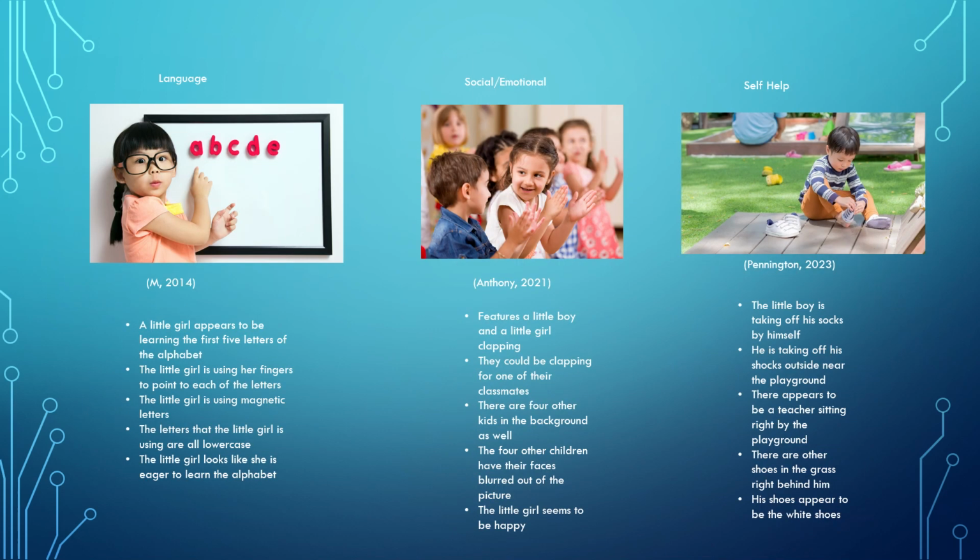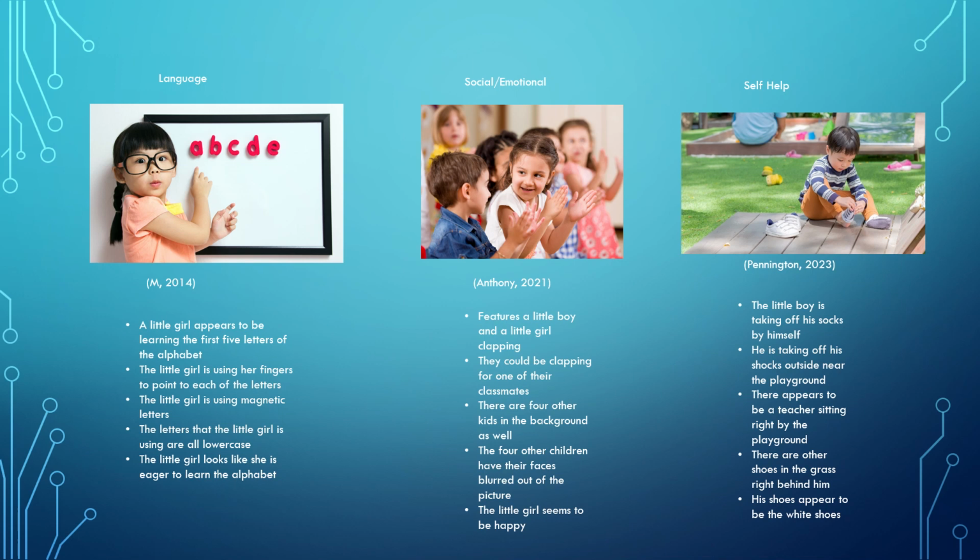So the fourth picture represents language development. And in this picture, the little girl appears to be learning the first 5 letters of the alphabet. The little girl is using her fingers to point to each of the letters. The little girl is using magnetic letters. The letters that the little girl is using are all lowercase. The little girl looks like she is eager to learn the alphabet.